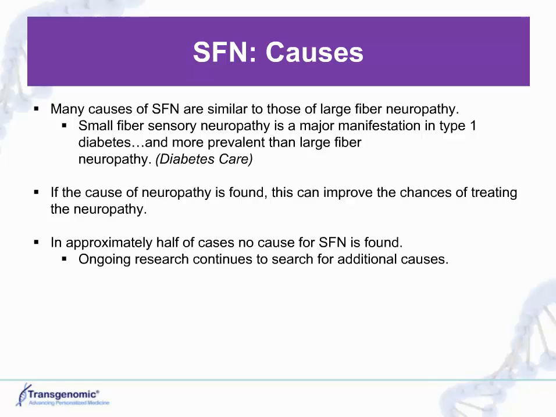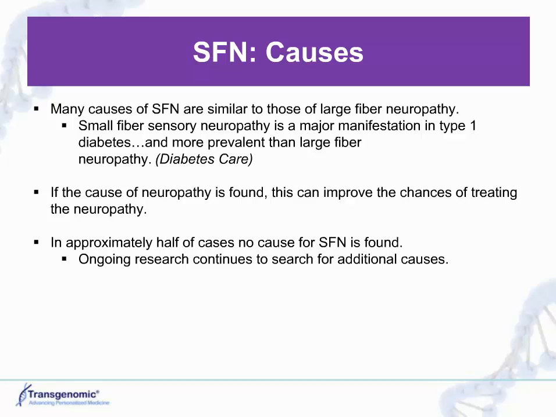Once the diagnosis of small fiber neuropathy is secured, then one begins to think about potential causes. Many causes of small fiber neuropathy are similar to those of large fiber neuropathy. For example, small fiber sensory neuropathy is a major manifestation of type 1 and, for that matter, type 2 diabetes. And in some studies, it has been shown to be more prevalent than large fiber neuropathy.